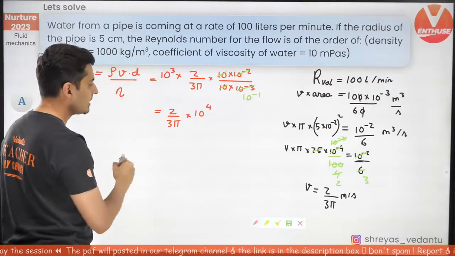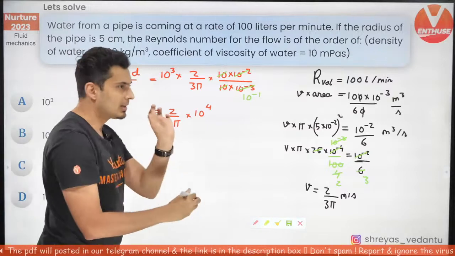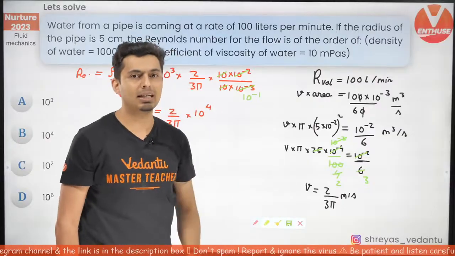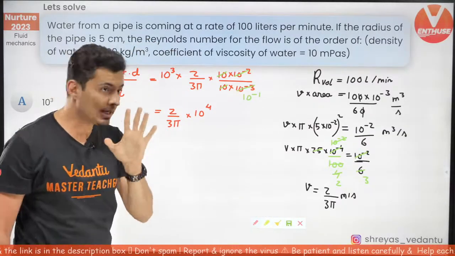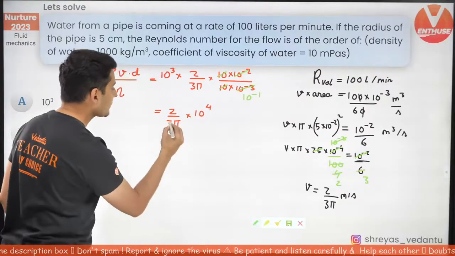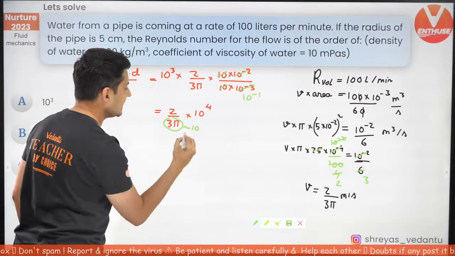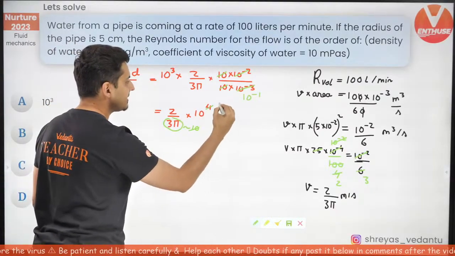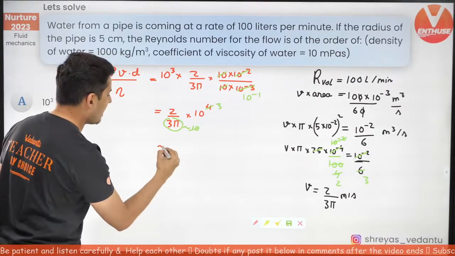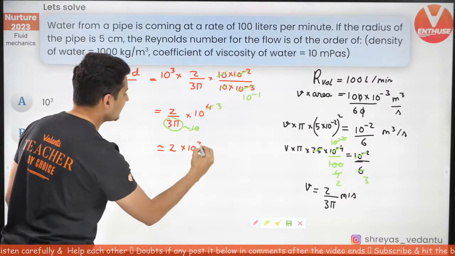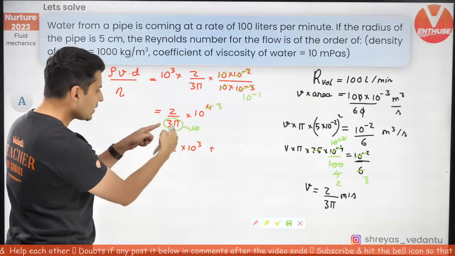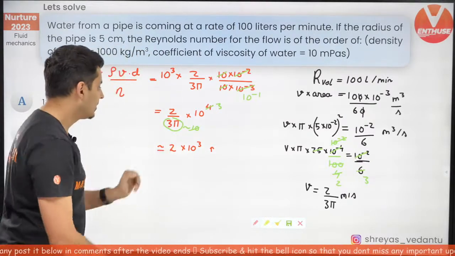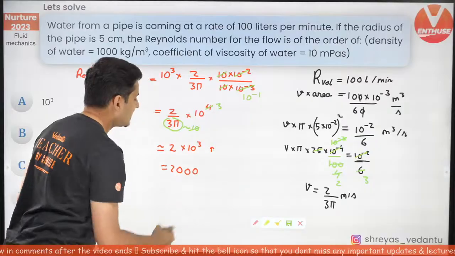Now look at this. 3 pi means 3 into 3.14. That will be 9 point something, which is approximately 10. Correct? 3 pi is approximately 10. So the 10 and 3 pi cancel, and it will become 10 to the power 3. So can I say this is approximately 2 into 10 to the power 3? In fact, slightly more than that, because 3 pi will be 9 point something, not exactly 10. So slightly more than 2000.